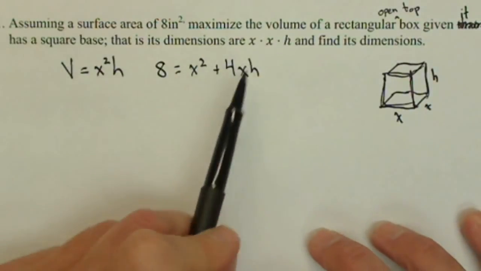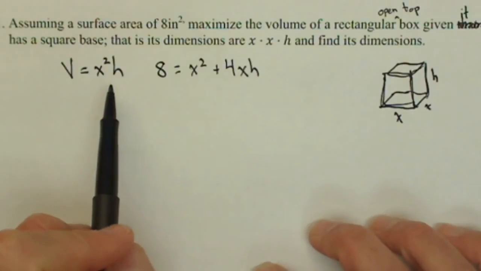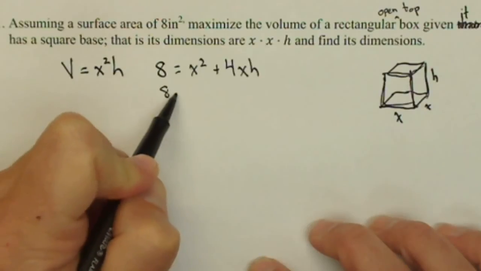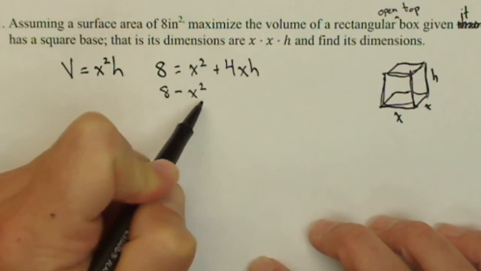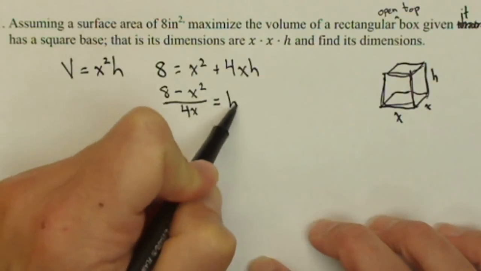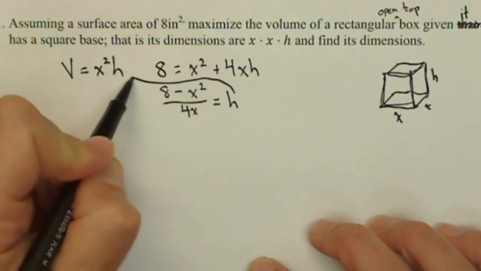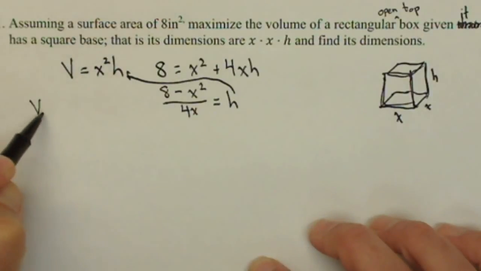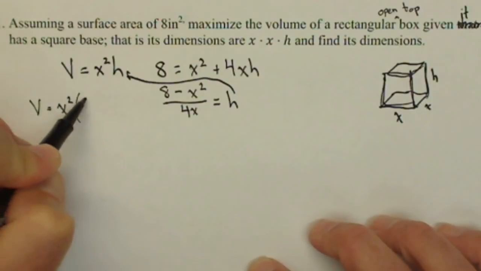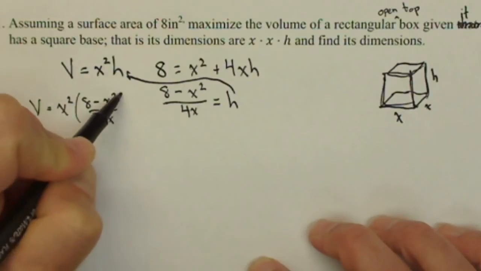Now what we're going to do is use our constraint equation to get our objective function in terms of one variable. So we're going to solve this for h, which will be (8 minus x squared) over 4x equals h. So that's just solving that one for h. And I'm going to plug it into my h here. So I get V equals x squared times (8 minus x squared) over 4x.